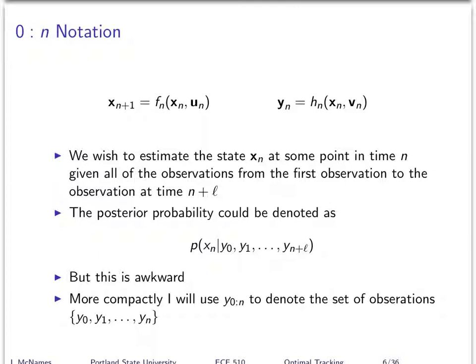Usually the most common estimation problem is: what is your best estimate of the state right now at time n, where little n always represents the current time, given all the observations from the first observation, which I'm going to arbitrarily define as time 0. So n equals 0 is always the first observation we have, up to the observation time of n plus L. I've made this n plus L so that if L is equal to 0, then it's past and present. If L is a positive number, that includes some number of samples into the future.